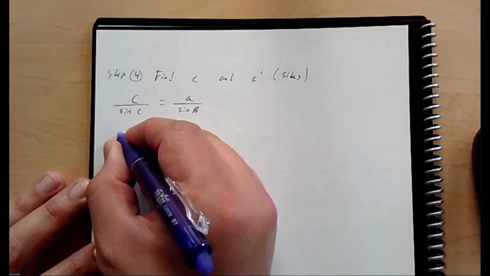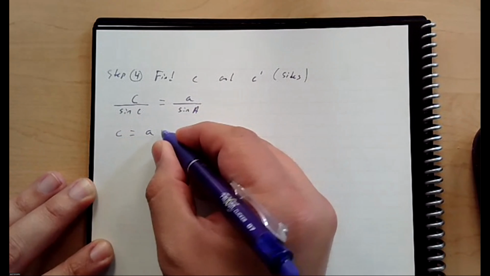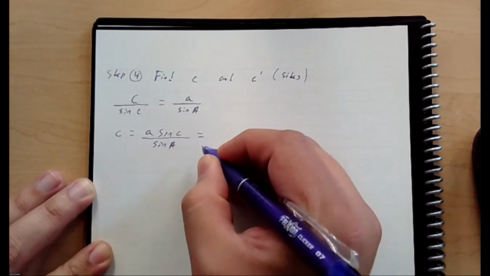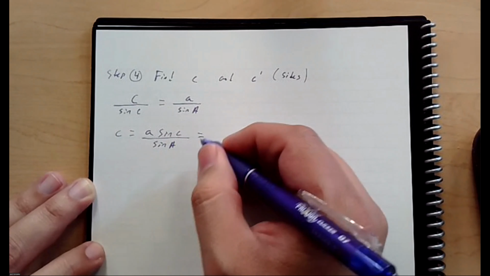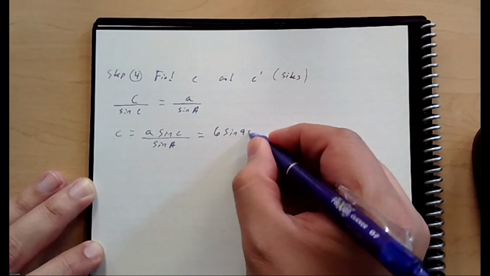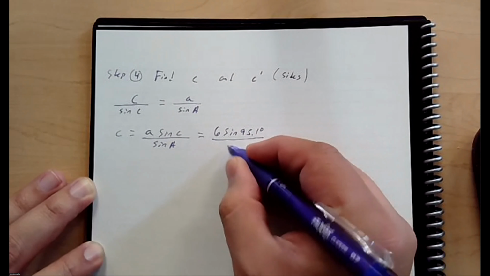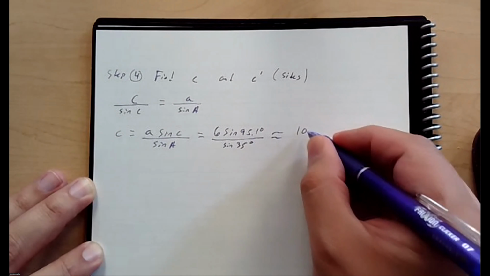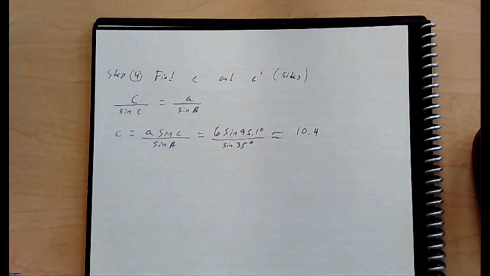Solve for little c. That gives us A sine C over sine A, which is 6 times sine of 95.1 over sine 35. That's going to be 10.4, I think. Yeah. I skipped an algebra step here.